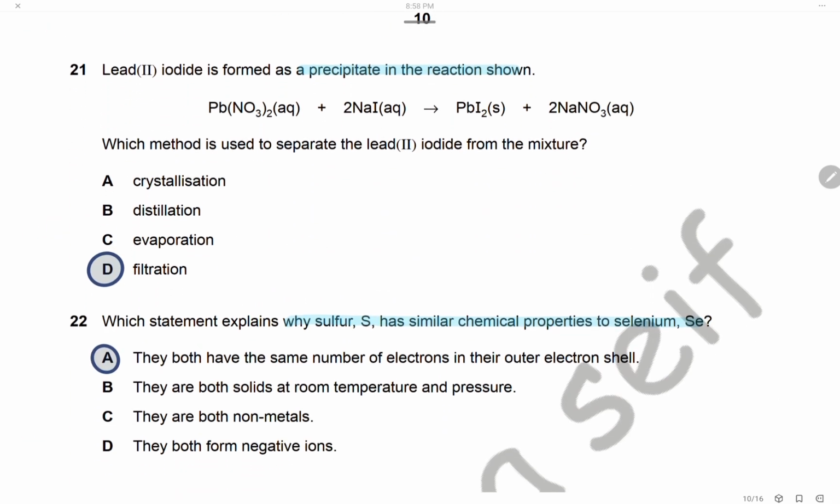Question 21. Lead iodide is formed as a precipitate in this reaction. When lead nitrate reacts with sodium iodide, we have a precipitate of lead iodide and an aqueous solution of sodium nitrate. So which method is used to separate lead iodide? Lead iodide is an insoluble solid, so an insoluble solid from solution can be separated by filtration.